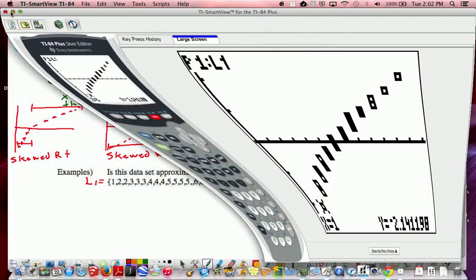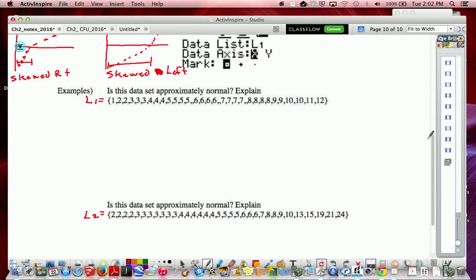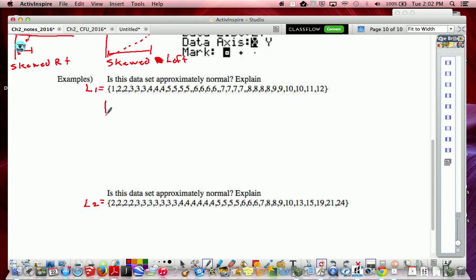Well, if I think about my window here and my graph, since my x-axis represents z-scores, I know that I can go 1, 2, 3 standard deviations away, and I should be good. Same thing in the other direction, negative 1, 2, 3.